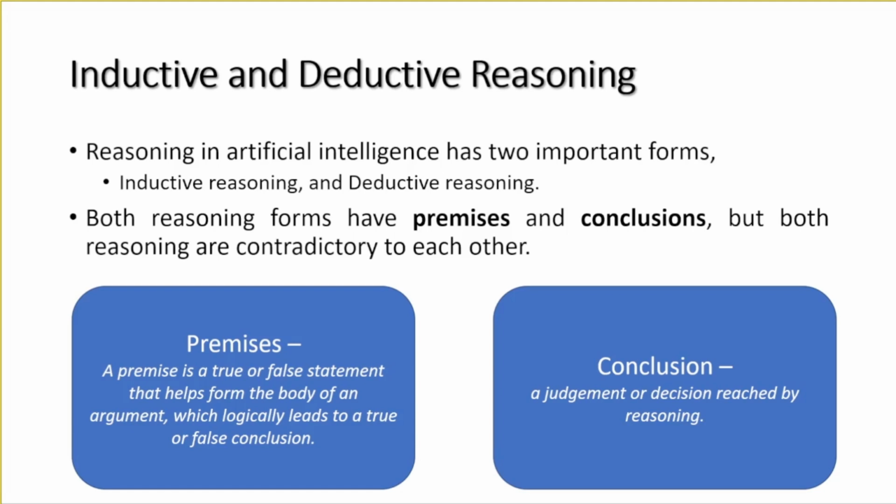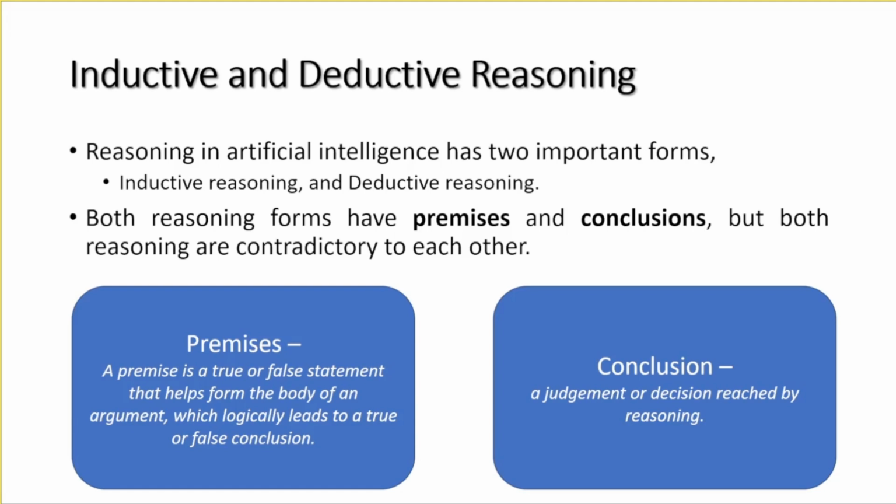So we have inductive reasoning and we have deductive reasoning. We have two. Both reasoning forms have premises and conclusion. Premises in Malay we call kenyataan, fakta. Conclusion is inference, or we call it kesimpulan. Okay. So based on the premises given, A is B, B is C, the conclusion is A is C. So that is the statement, and then we can conclude based on what is given to us. Okay. So a premise is true or false, a statement that forms part of the body of the argument, which logically leads to the true or false conclusion.